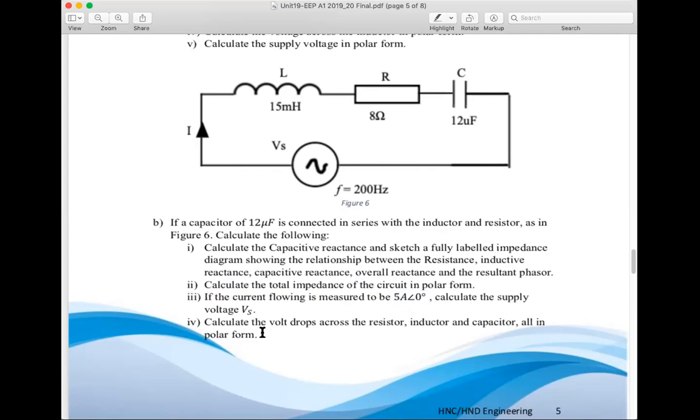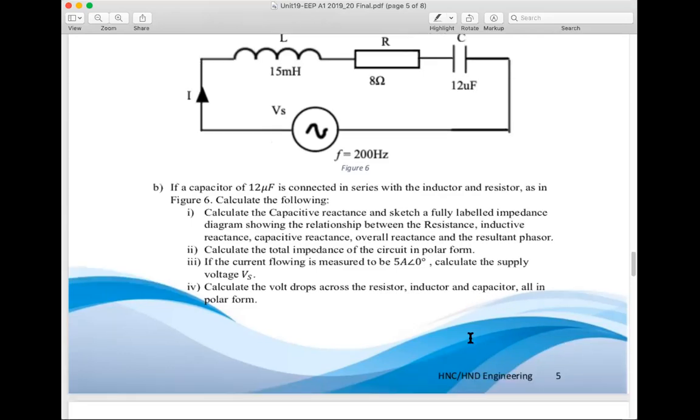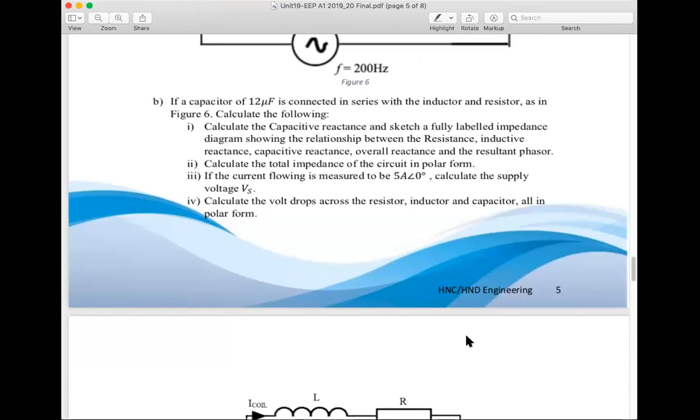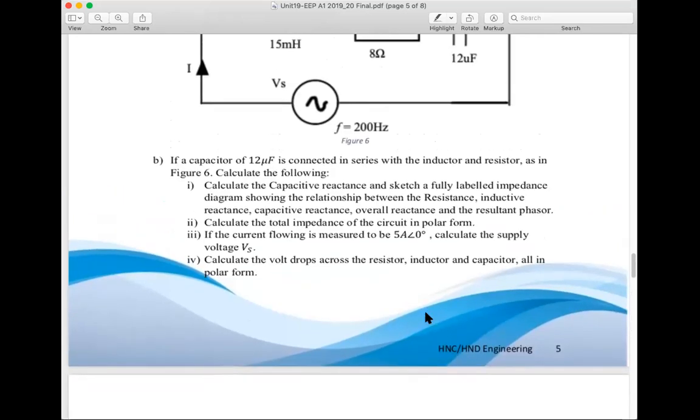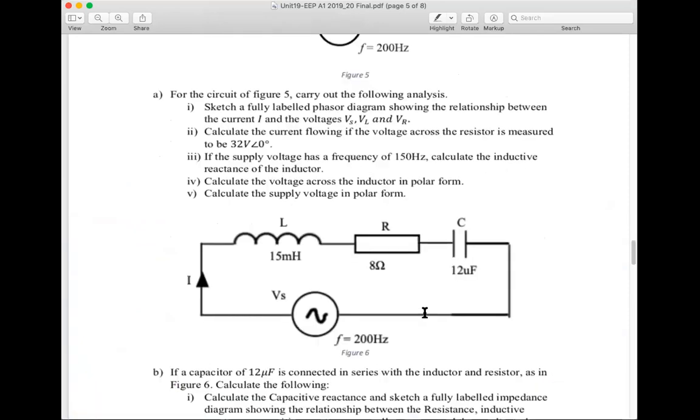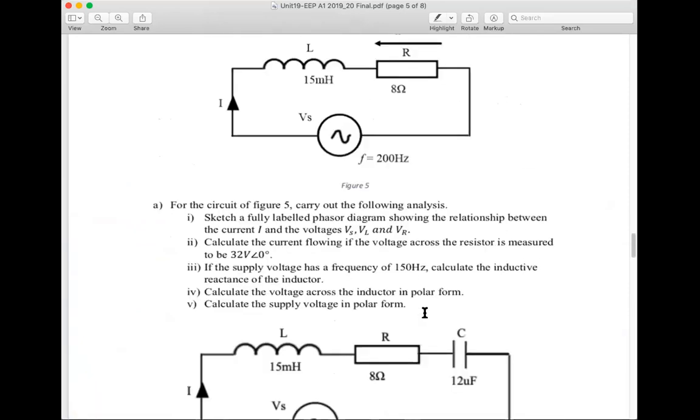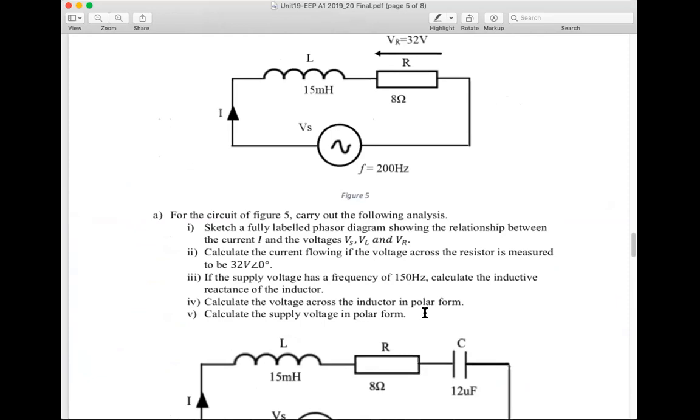And then lastly, once you've got the current, you can calculate the volt drops across the resistor, the inductor, and the capacitor, all in polar form. And that voltage across the resistor won't be the same as it was in example A, because the overall impedance of the circuit has changed.